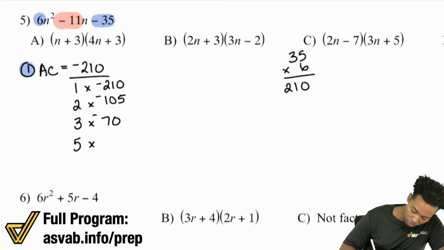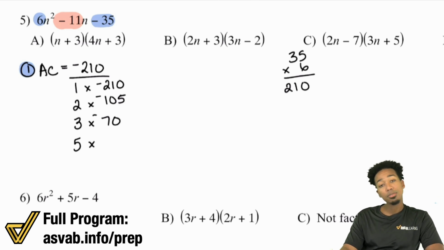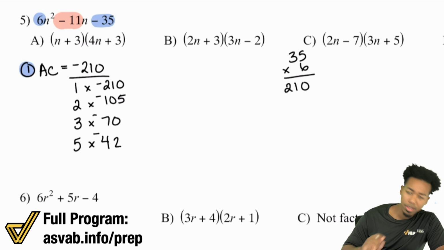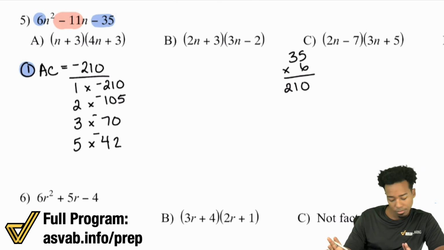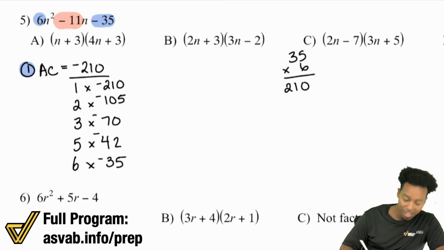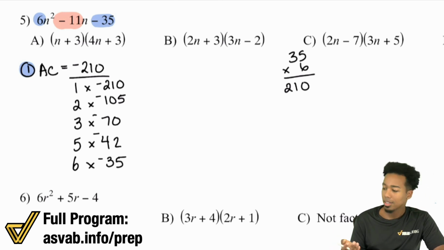So here, 5 times what? Well, in this case, that's going to be 5 times 42. And again, if you didn't know that quite right away, you got to do some testing. Divide 5 into 210 and you'll see what I mean. Can we do a 6 here? Obviously. We just had 6 over there. So we have 6 times negative 35. Still not a difference of 11. We got to keep going.